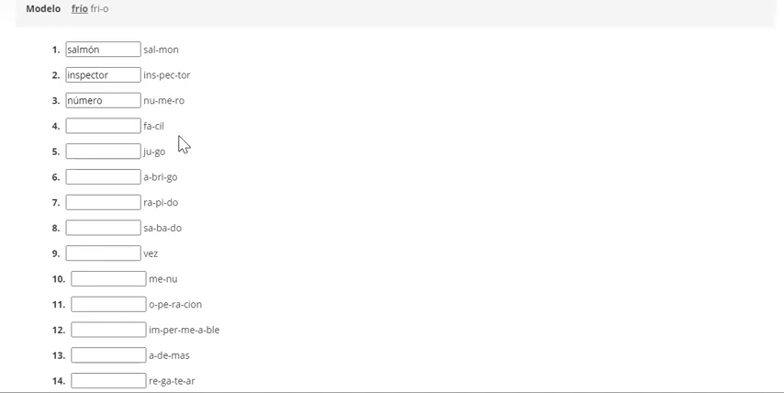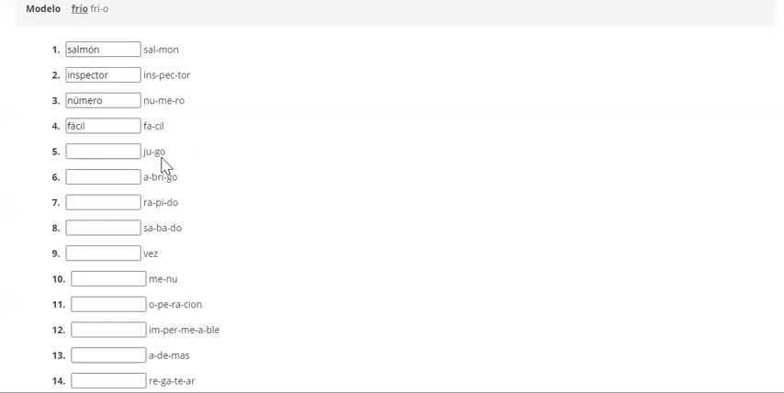Next word, fácil, fácil. The stress is right here. So if you know how to say the word and you can figure out where the stressed syllable is, and you know the rules are if a word ends in a vowel, N or S, it should be on the second to last syllable. This is the second to last syllable. Problem is, this isn't a vowel, N or S at the end. It's an L. And so if a word doesn't end in a vowel, N or S, if it ends with the L here, the rule is it should be on the last syllable. Since it is not, the stress is right there on that syllable, we need to write an accent mark. Fácil.